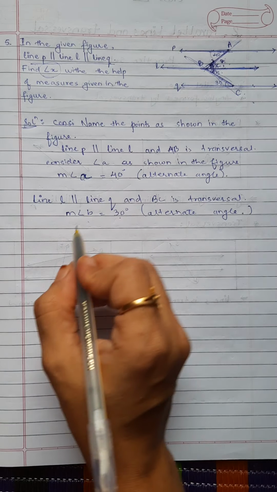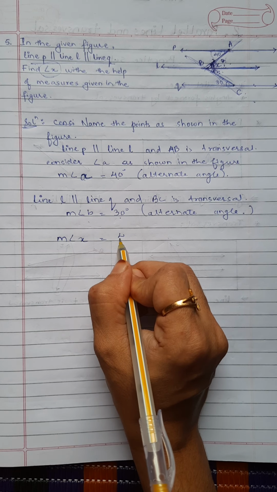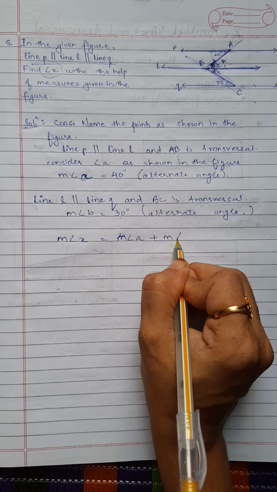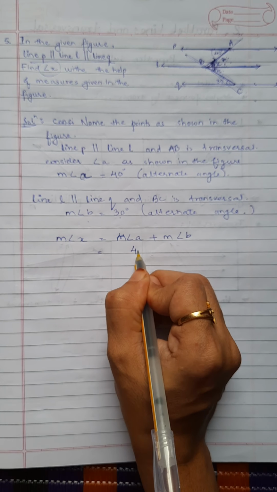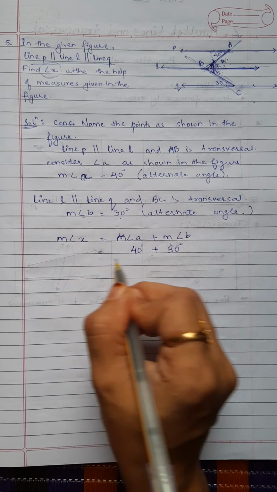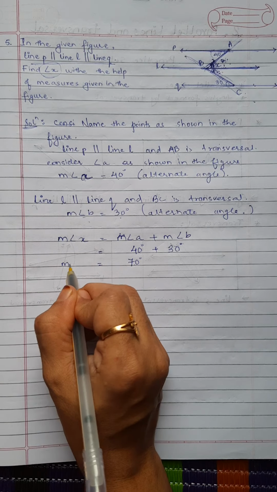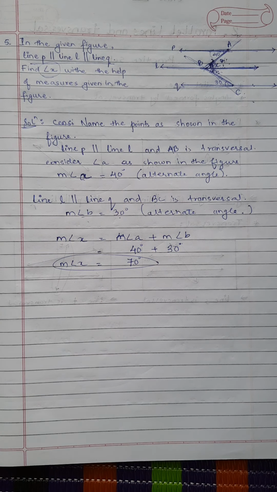So the whole X will be, measure of angle X is what? Measure of angle A that we have considered plus measure of angle B that we have considered here. So measure of angle A you got 40 plus measure of angle B you got 30. Therefore 70 degree. So measure of angle X you got 70 degree. Okay, that's it about practice set 2.2. Thank you.